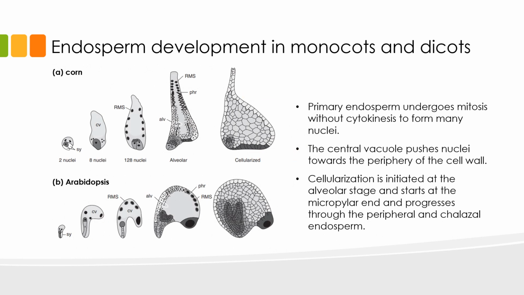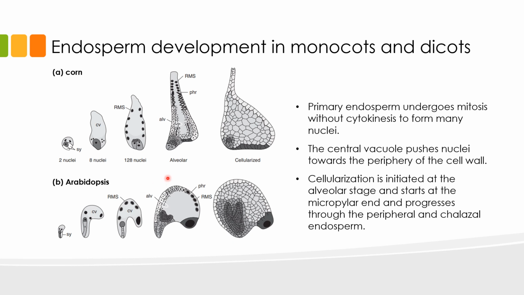In both monocots and dicots, the primary endosperm resulting from the fusion of the central cell with the sperm cell undergoes mitosis without cytokinesis to form many nuclei. The illustrations in the top panel depict endosperm development in corn, which is a monocot, while illustrations in the bottom panel show endosperm development in Arabidopsis, which is a dicot. During endosperm development, the central vacuole, abbreviated as CV here and here, pushes the nuclei, which are the black spots in our illustrations, here and also here, towards the periphery of the cell wall.